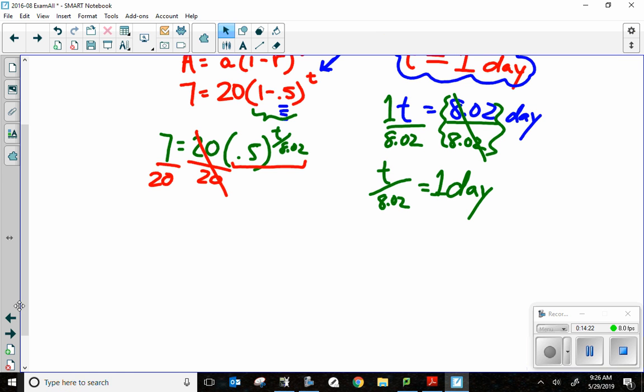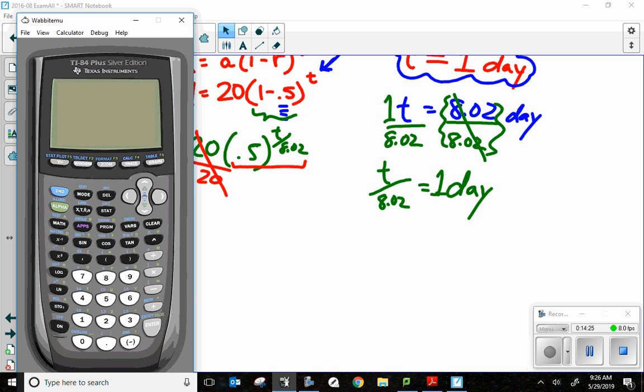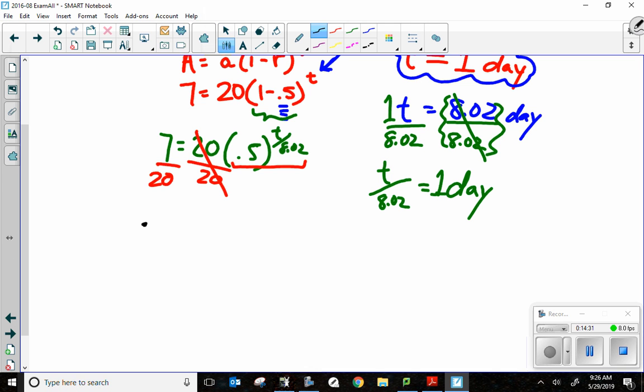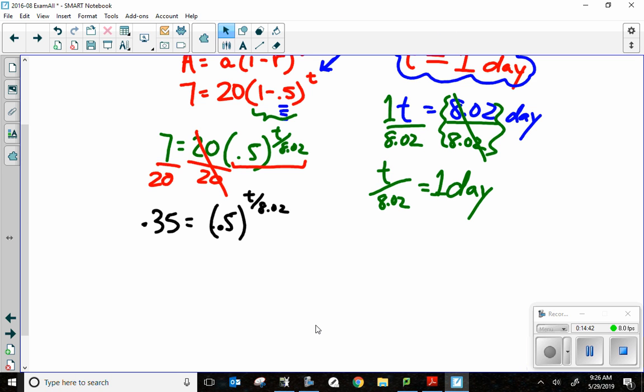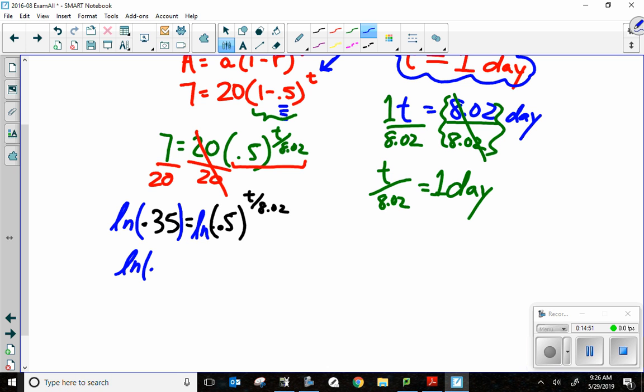Is that 0.35? Let's check this out. 7 divided by 20. 0.35. Ooh, that works out nice. 0.35 equals 0.5 to the t over 8.02. All right? 0.5. I've got to use log or natural log. I like to use ln because I just like to write one less letter. When I do that, I've got the natural log of 0.35 equals. Okay, this comes down now. t over 8.02 times the ln of 0.5.